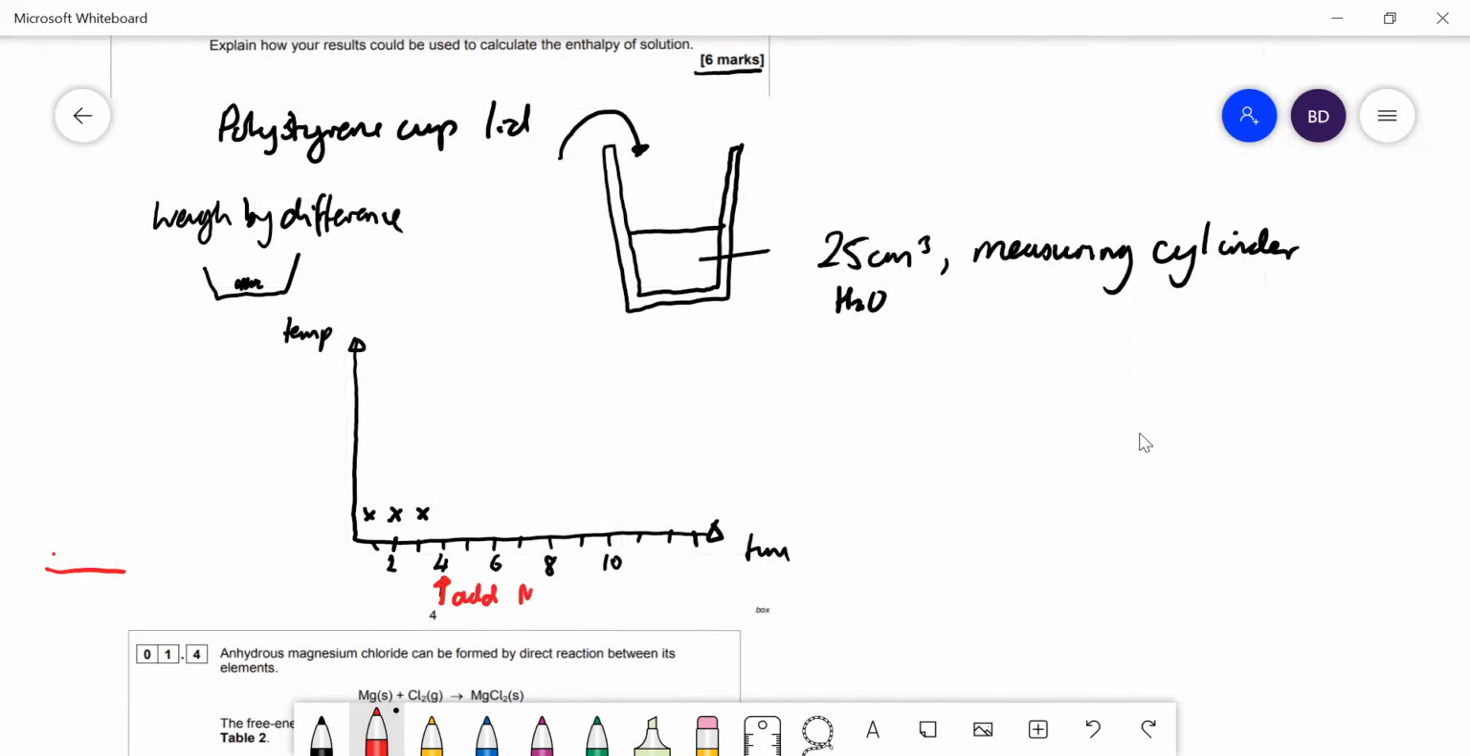You're going to add the solid. Right, it's exothermic, so the temperature will go up. And then we record the temperature every minute for about the next 7 or 8 minutes, or until you've got a general trend here. Now, your graph is going to look something like that.